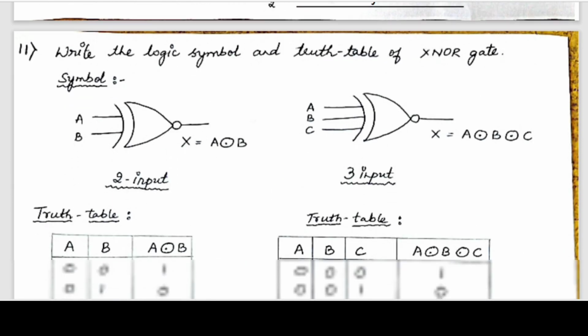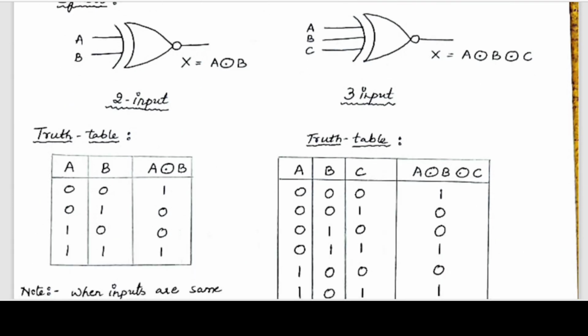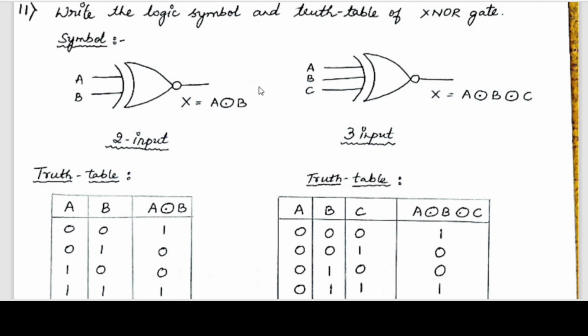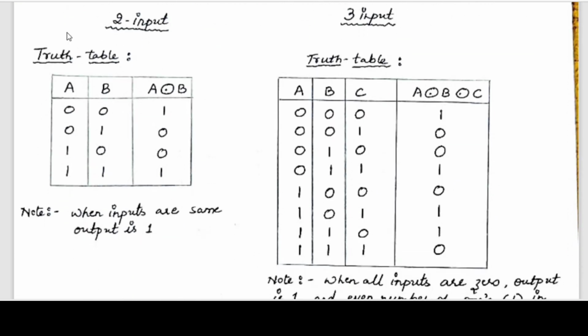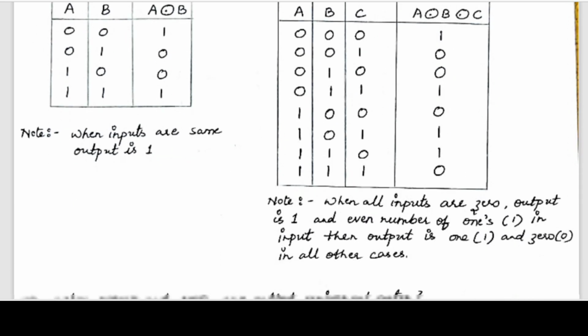And what about XNOR? XNOR has the same arch, the same OR symbol, but with one bubble. In the case of a two-input XNOR gate, when the inputs are the same, the output is 1. Inputs are the same: 0, 0, 1, 1. But in the case of a 3-input XNOR, when all the inputs are 0, the output is 1.